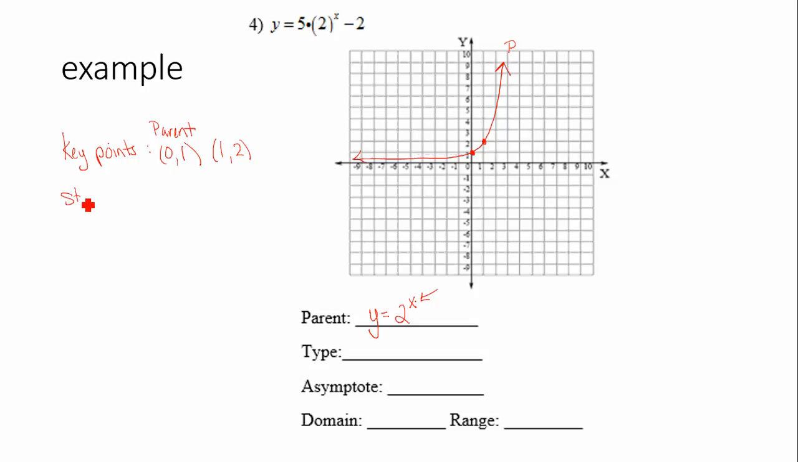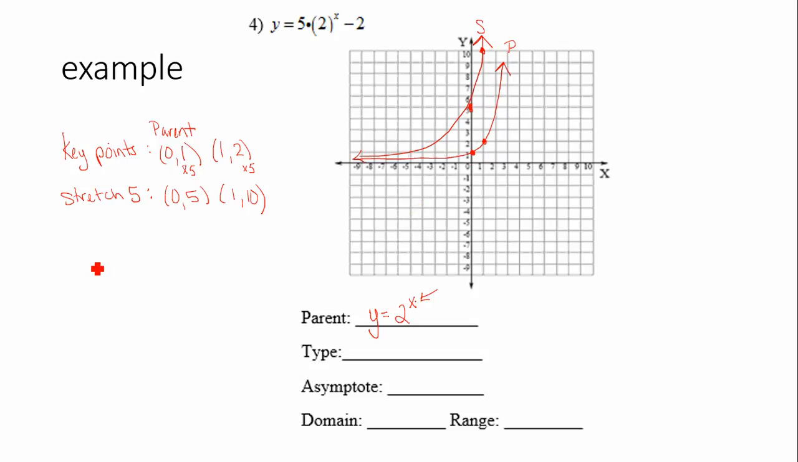So I have a stretch of 5, which means these points get 5 times higher. So these y values, I'm going to multiply by 5. So instead of going to 0, 1, it will now go to 0, 5, and 1, 10. Nice, right? So my stretch makes it go 5 times higher. So 0, 5, yep, and 1, 10, nice. So my graph for my stretch, I'm going to put an S there, would look like that.